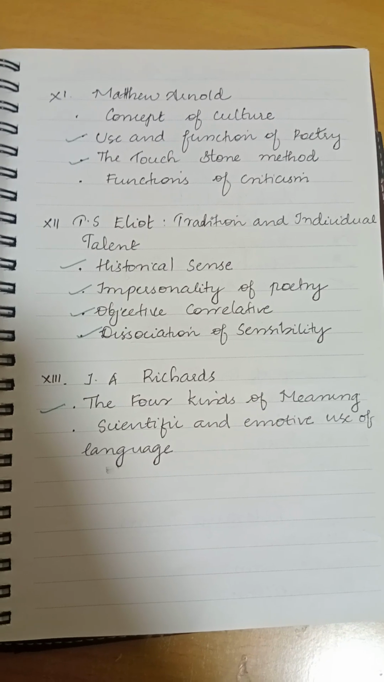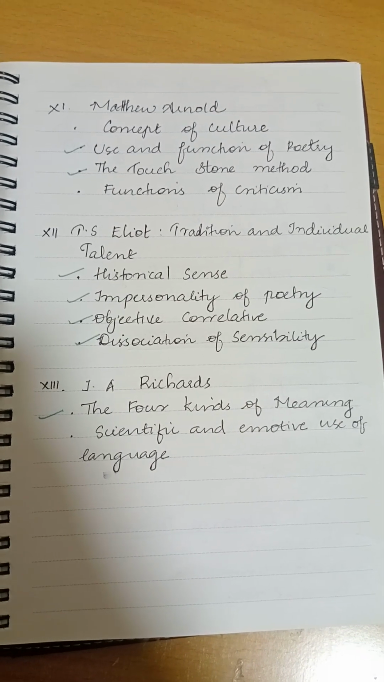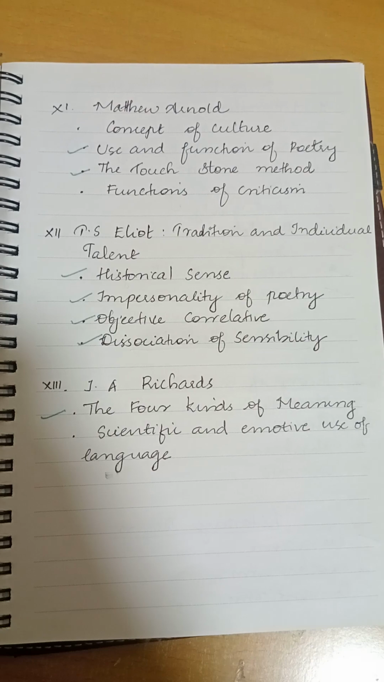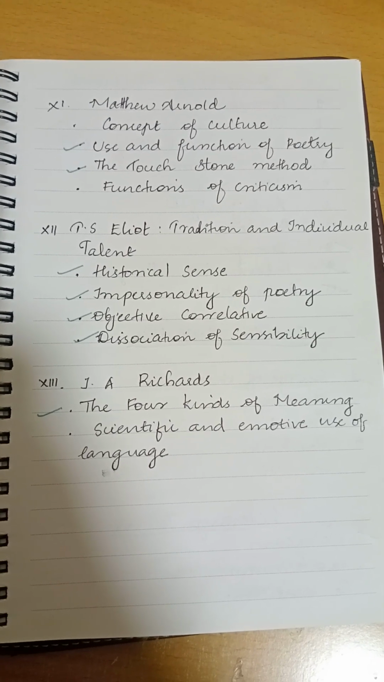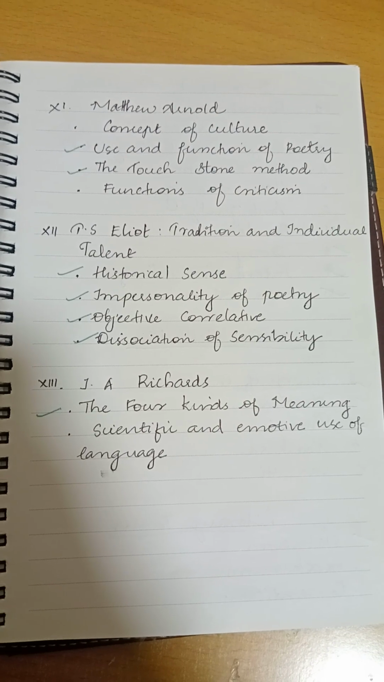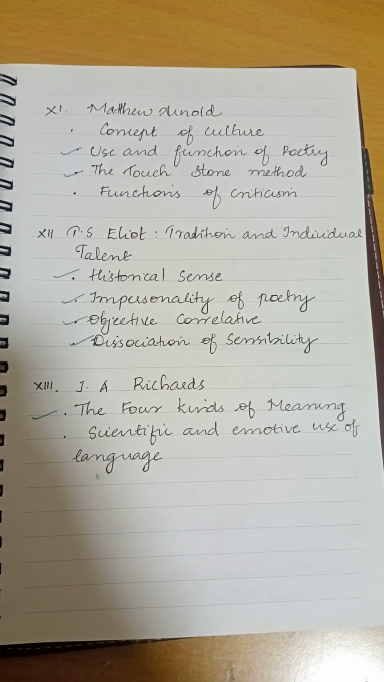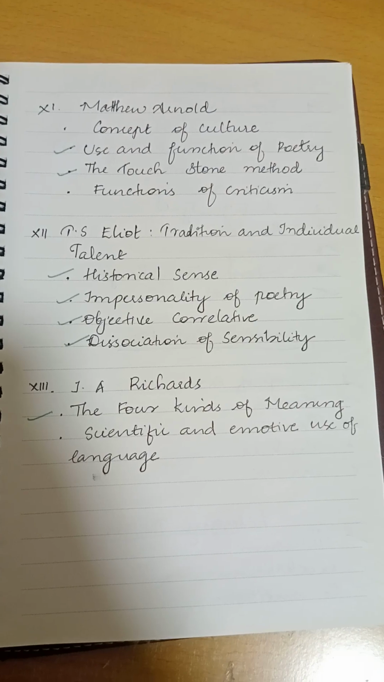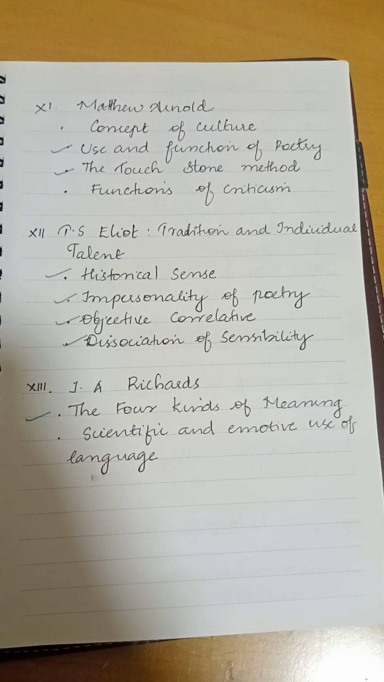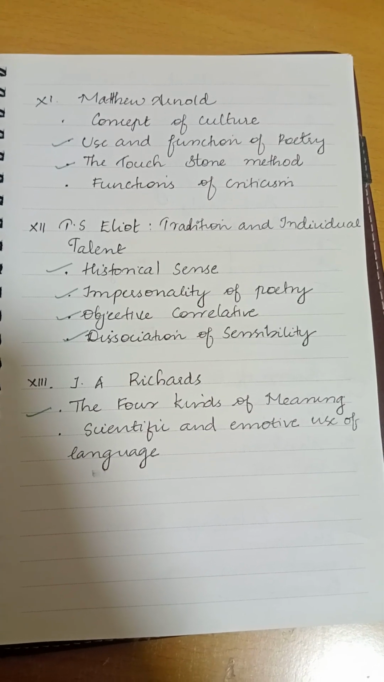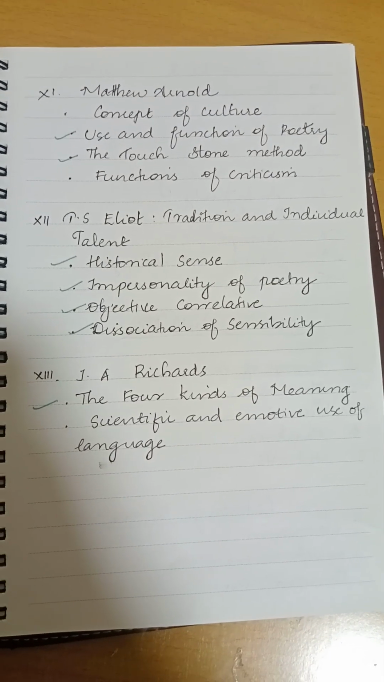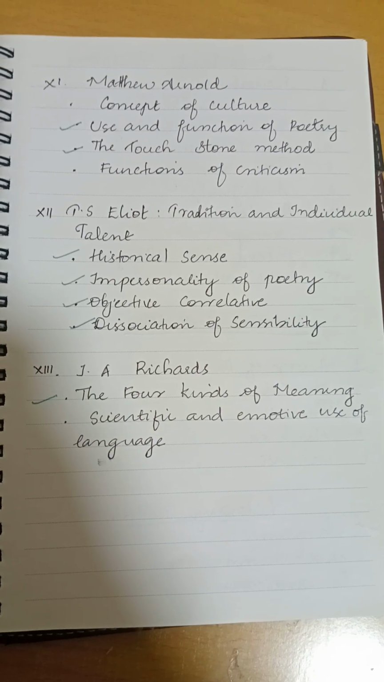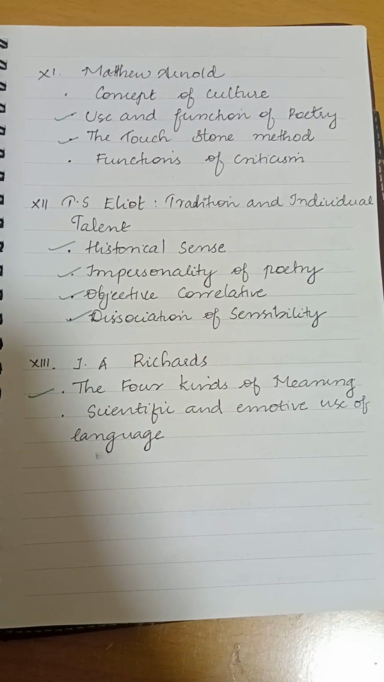And the next topic is T.S. Eliot, Tradition and the Individual Talent. T.S. Eliot's historical sense is a very important question. What does T.S. Eliot mean by historical sense is an often repeated question. And objective correlative is also very important, and dissociation of sensibility is another one.